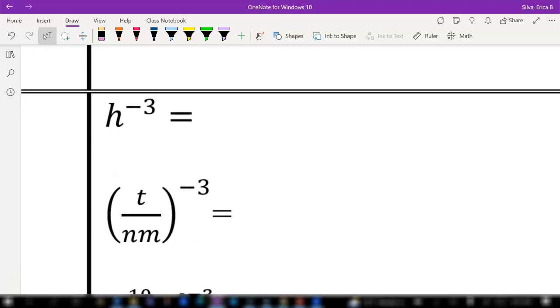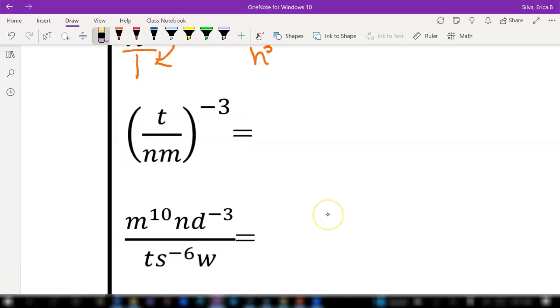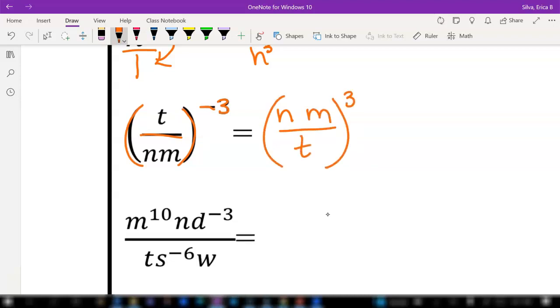Let's look at this one. The exponent is negative. We know that h has a denominator of 1. So then we're going to flip it and switch to the positive. Notice how here we have a negative 3 on the whole fraction. So we're going to flip the fraction, put it to a positive power, and then we're going to apply the other rules where each variable will get that exponent.